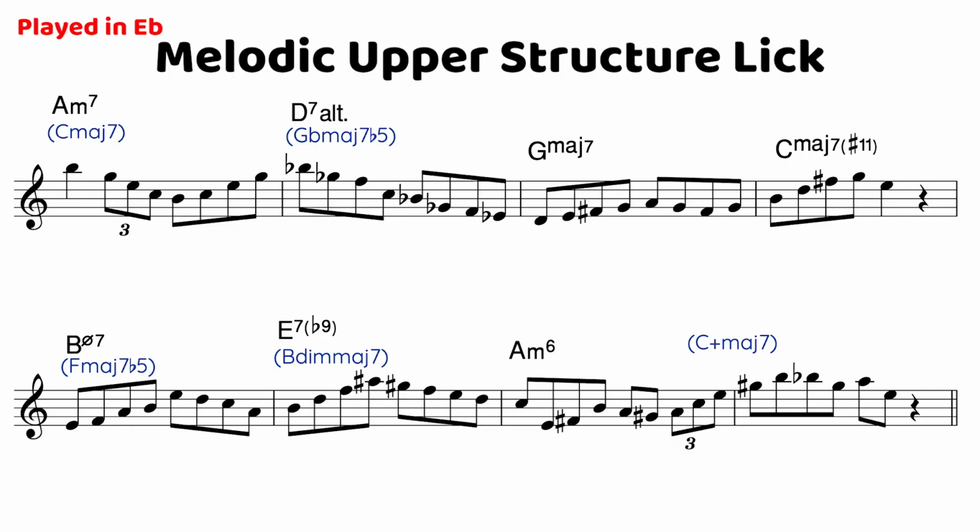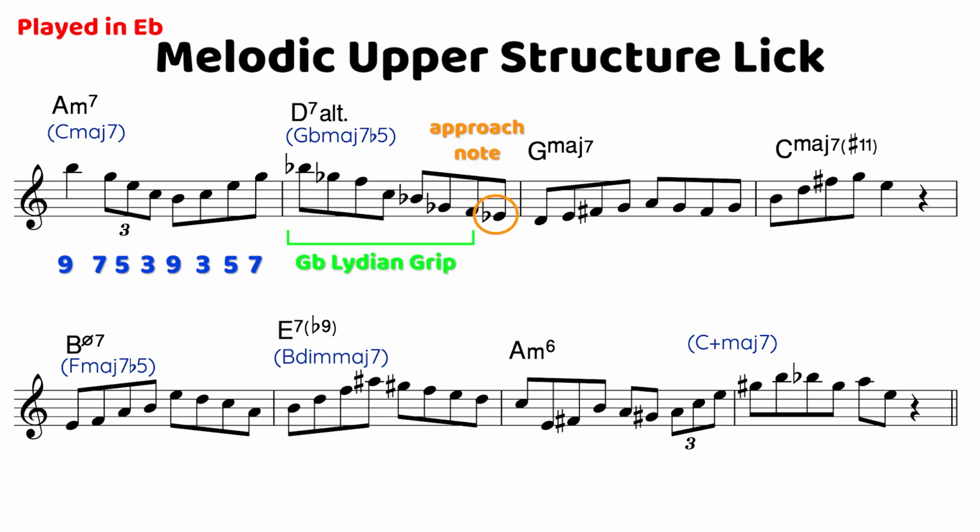So let's take a look at what's going on. In the first measure, I highlighted the sound of the C major 7 upper structure. This entire line is just notes of the C major 7 chord. For D7 altered, I utilized the G flat Lydian grip. So literally every note in this chord, except the very last one, which is just an approach note into the 5th of the next chord, are all notes of G flat major 7 flat 5.